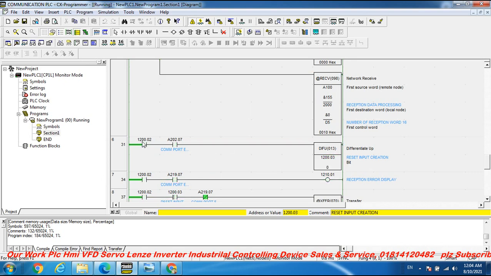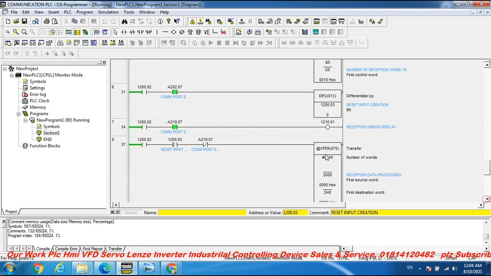And 1200.02 and communication port enable, differential up, bit on off. A219.07 is the communication port error and reception error display, and 1210.01 is the reception error display.